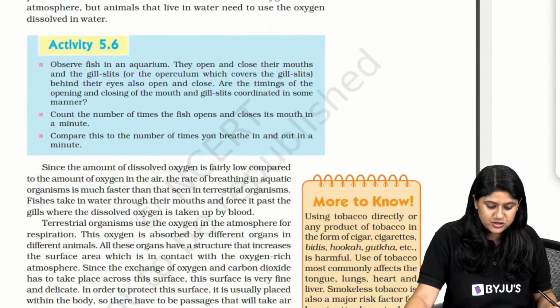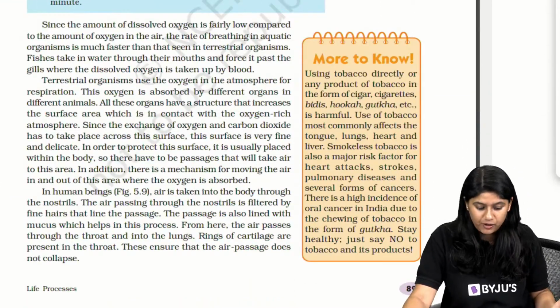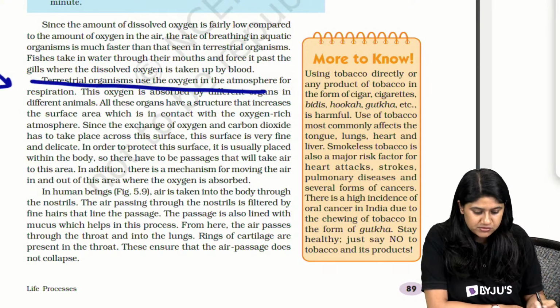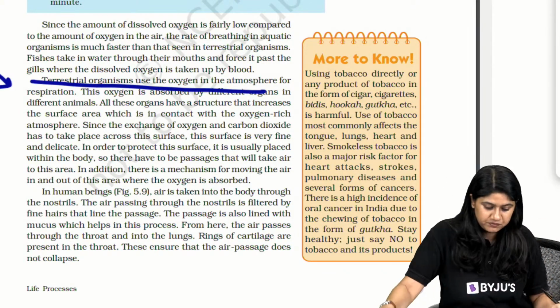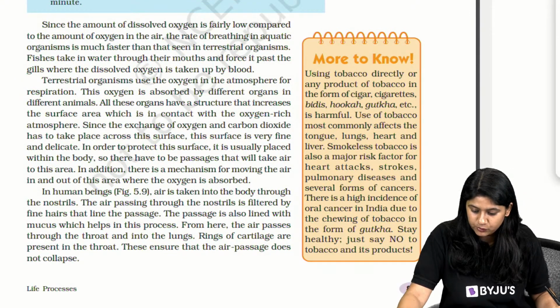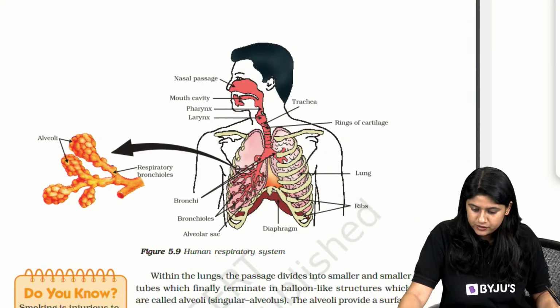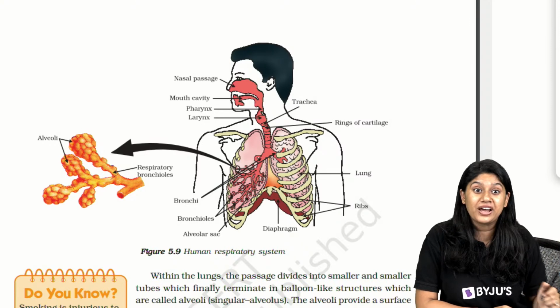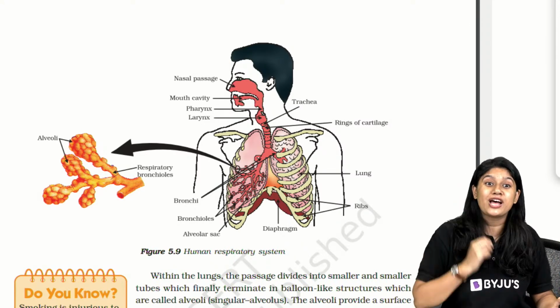Moving ahead, everyone. So, we have this particular part. Now, I wanted to focus over here. Of course, the terrestrial organisms take in oxygen, and they have the whole air passage. Now, the common question which is asked from respiration is the passage, the passage that we have over here.